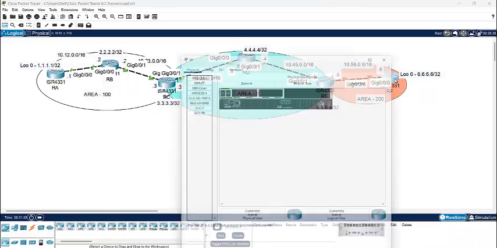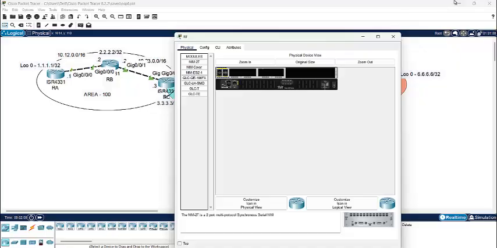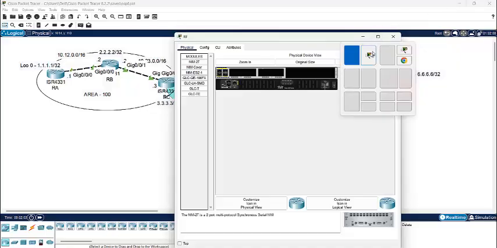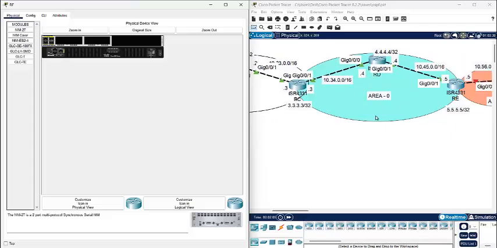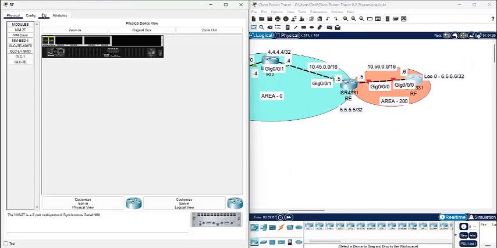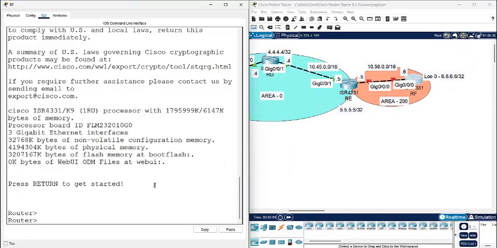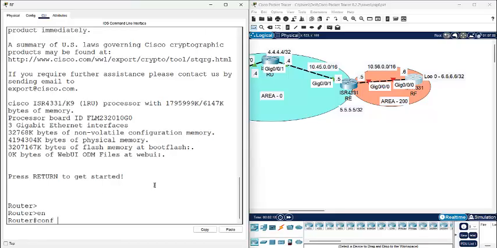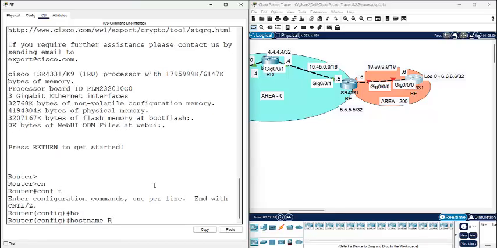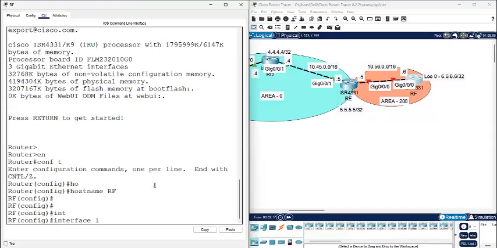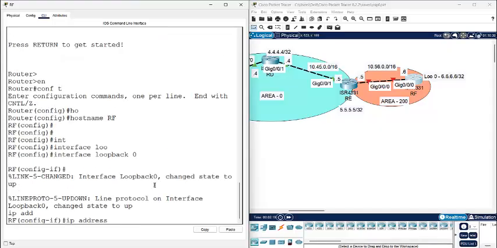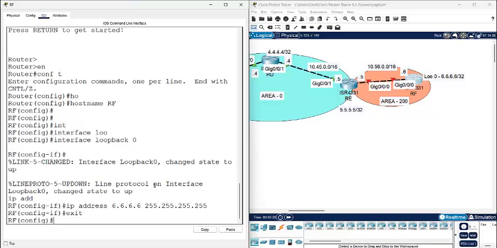This RF router configuration. Hostname RF, interface loopback 0, IP address 6.6.6.6, 255.255.255.255. Always the loopback interface address should be masked fully, with a 32 mask.